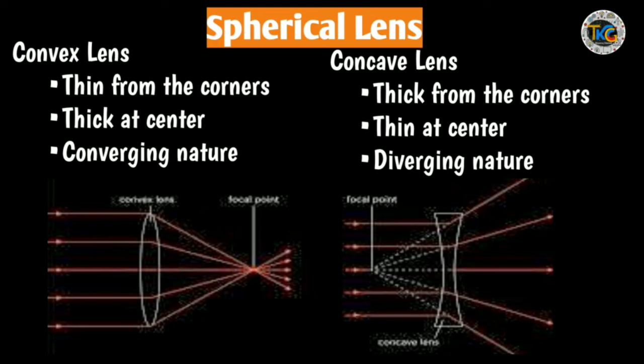Similarly, like the convex lens, the concave lens is also categorized in three categories. Biconcave, that is both surfaces are concave. Plano-concave, that is one surface is plane and another surface is concave. And convexo-concave, that is one surface is convex and another surface is concave. So this is all about the basics of lens.